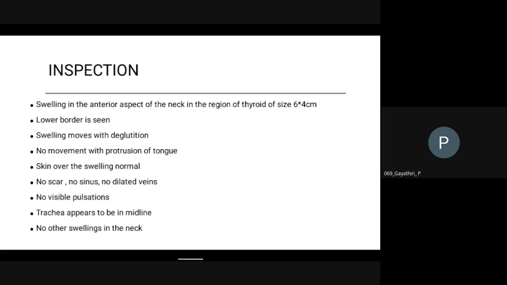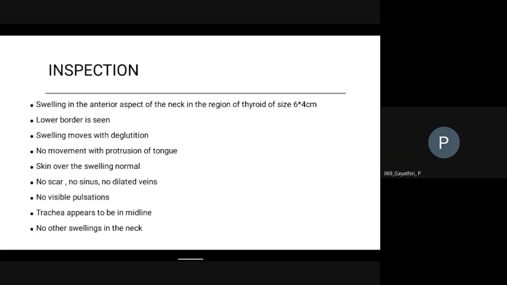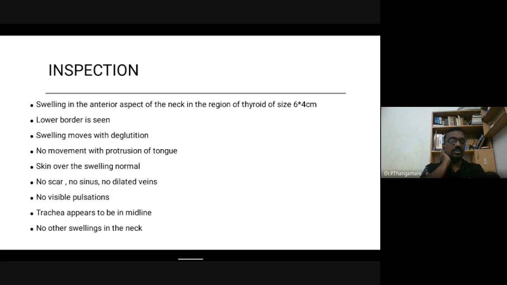Very good. Swelling moves with deglutition. No movement with protrusion of the tongue. Skin over the swelling is normal. No scars, no sinus, and no dilated vein. No visible pulsation. At the back, trachea appears to be in the midline. Okay. Why does the swelling in the thyroid gland move upward on deglutition?